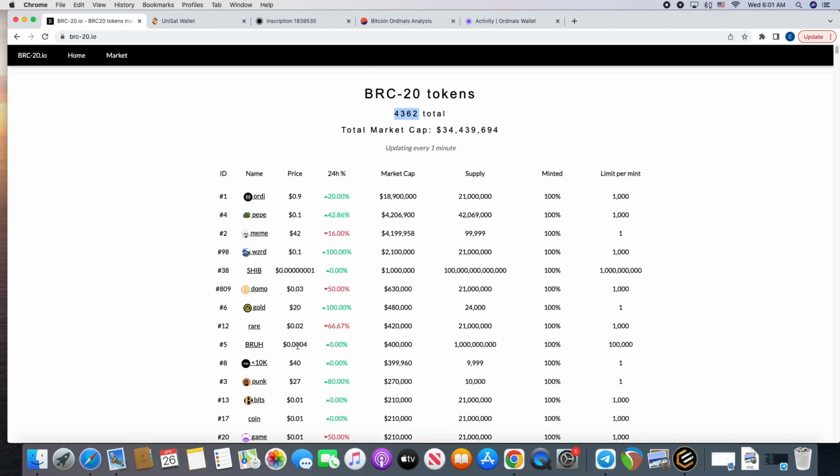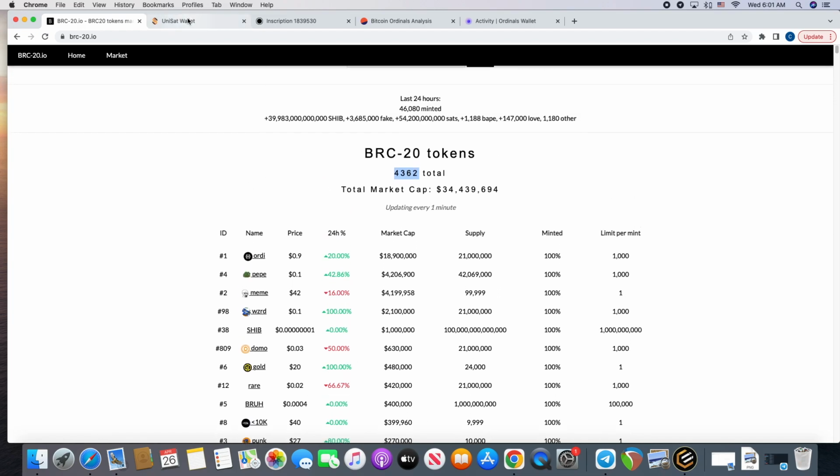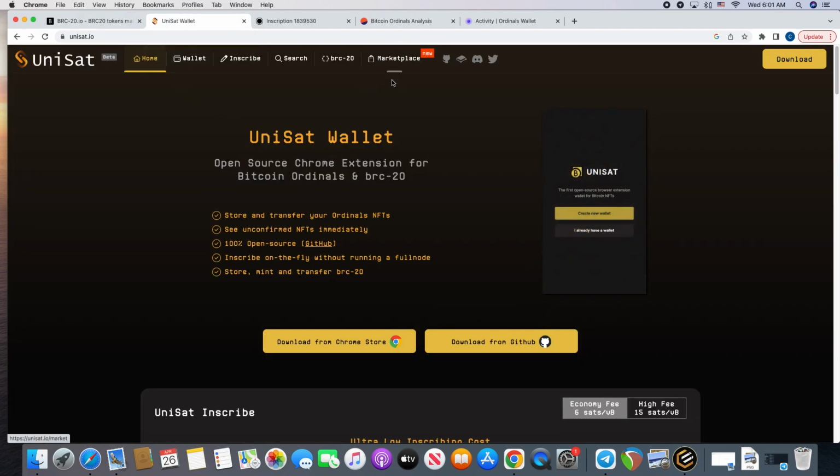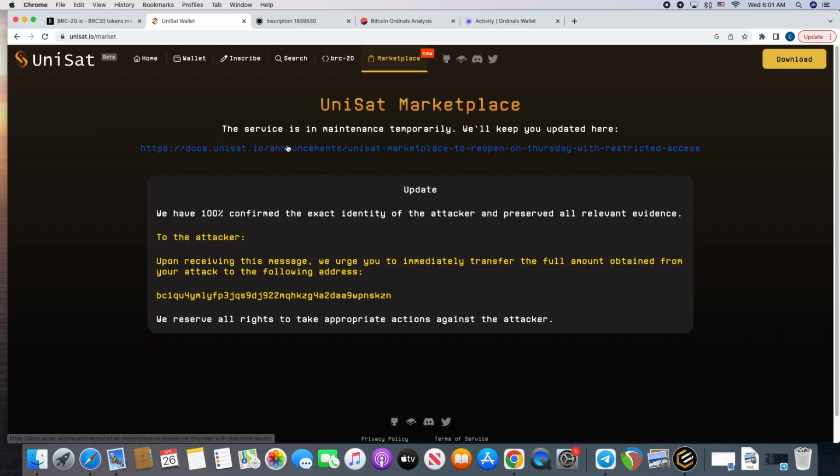And so how do you buy these? Well, I know that probably the easiest place is if you have a Unisat wallet. The marketplace was one of the easiest places, but now you can see that it's down for maintenance. They had a bad player. Right here you can see they say they have 100% confirmed the exact identity of the attacker and preserved all relevant evidence. Upon receiving this message, they urge the attacker to immediately transfer the full amount obtained from the attack to the following address. They reserve all rights to take appropriate action against the attacker. So right now the marketplace is down, but that should be coming back online.